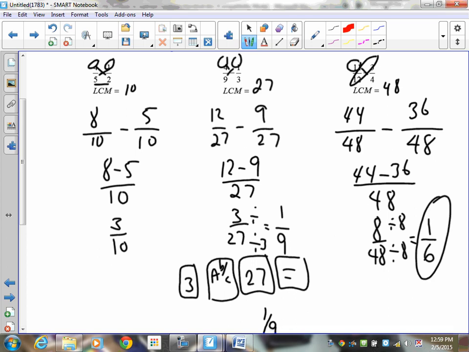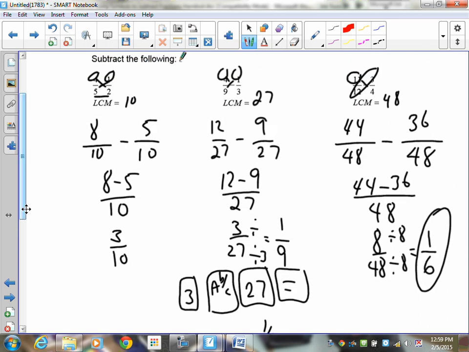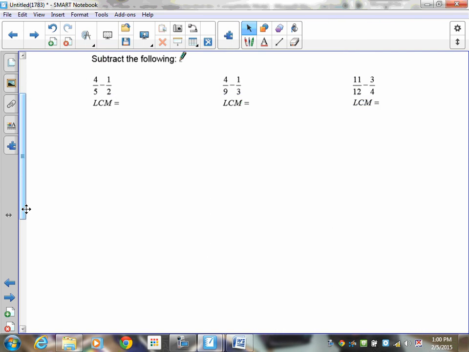Okay, got a couple of minutes left, so what I'd like you to do now is I'm going to change these questions. Get a piece of scrap paper, and rather than subtract them, this time we're going to take the whole thing and we're going to add them. So each question I'd like you to take and add 4/5 plus 1/2. I want you to take 4/9 and add 1/3. And I want you to take 11/12 and I want you to add 3/4. So use your paper and do this through cross multiplication. So pause the recording and try the first one.